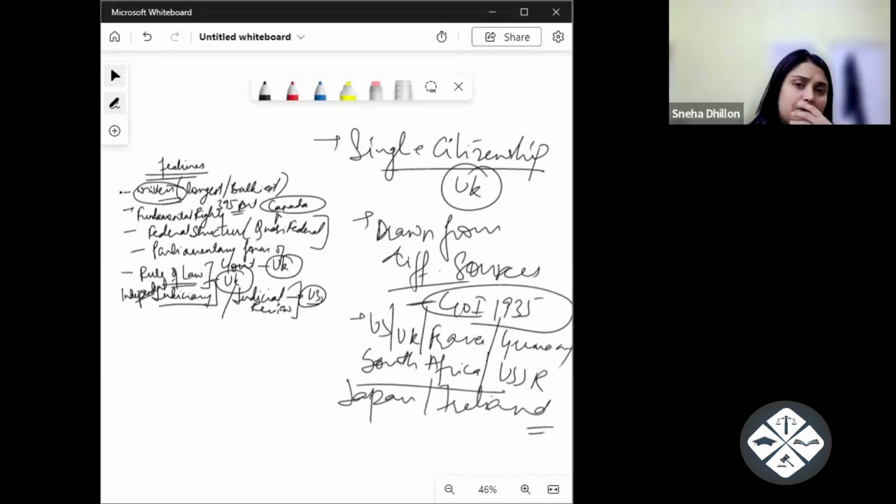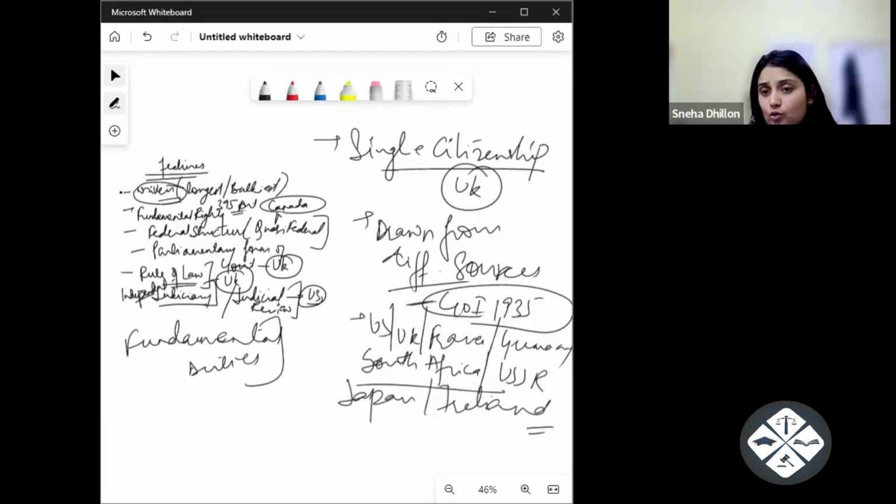So many of these, from many of them, we've taken a lot of different things. Then we also have fundamental duties. Fundamental duties were not there when we enforced our constitution, particularly when it was enforced on 26th of January 1950, but they were added through the 42nd Amendment in 1976. But still, nevertheless, it is a feature.